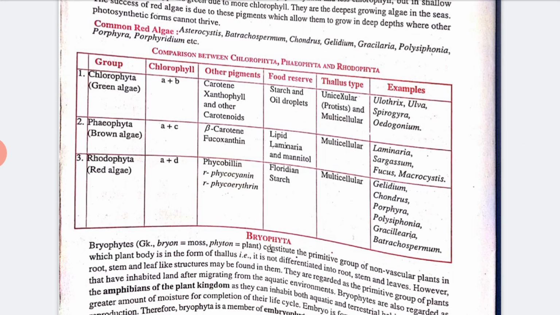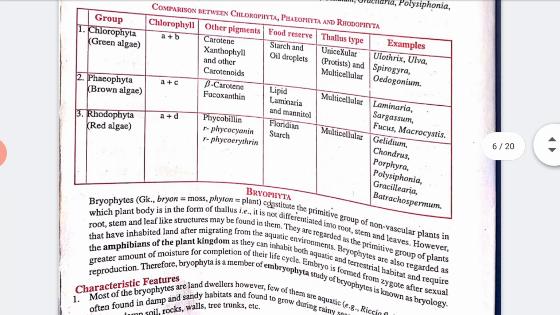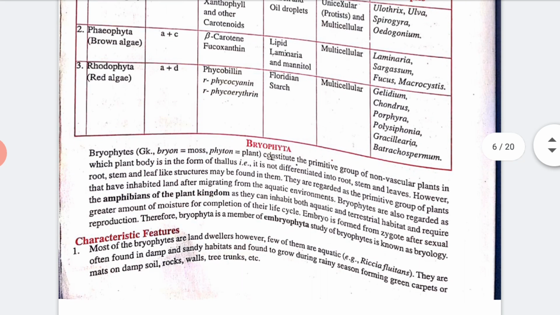What is Bryophyta? Bryophyta constitute the primitive group of non-vascular plants in which the plant body is thalloid, that is, it is not differentiated into root, stem and leaves. However, root, stem and leaf-like structures may be found in them. They are regarded as the primitive group of plants that inhabited land after migrating from the aquatic environment. Clear? So let us talk about some bryophytes.